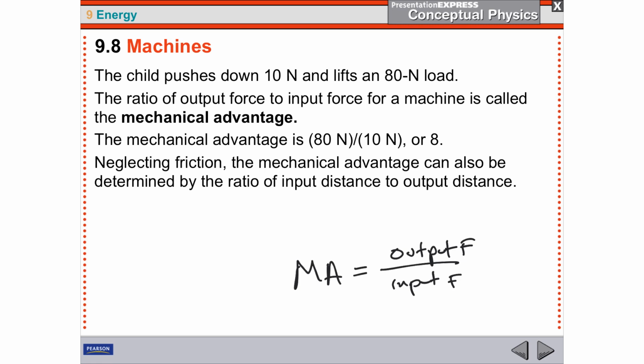You'll see this in any number of machines. There are machines that you didn't even know were machines transferring and multiplying forces. So just remember this: output force over input force equals mechanical advantage. Is there an advantage of using this lever? Yes, you don't have to work as hard. You do not have to push at 80 newtons to get 80 newtons of force out of it, but you have to push it over a greater distance.